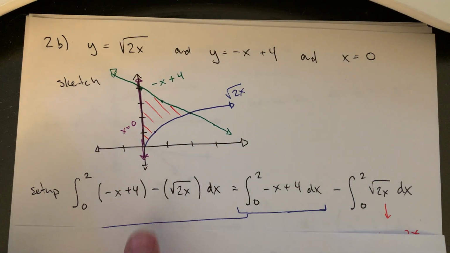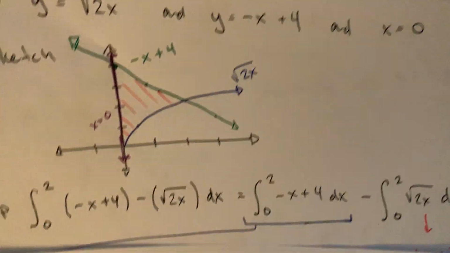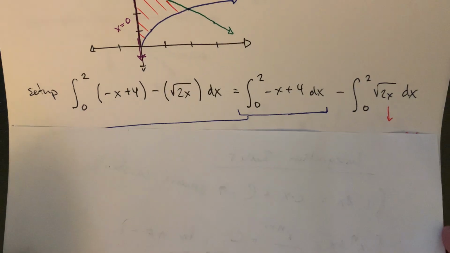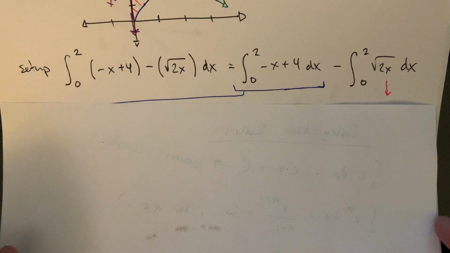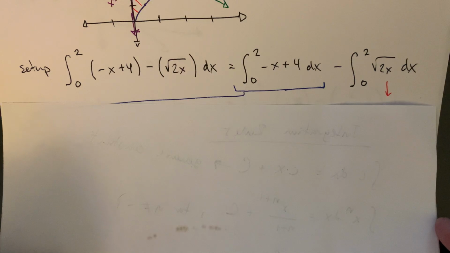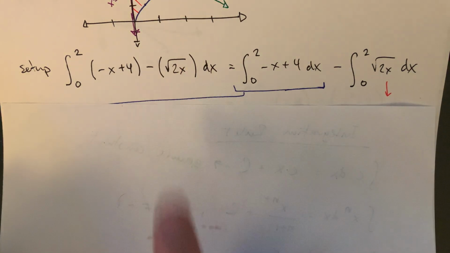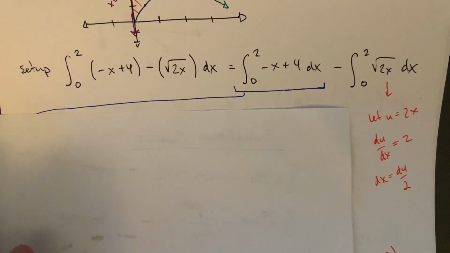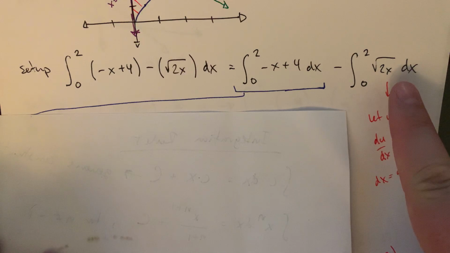So from 0 to 2, we've got the quantity negative x plus 4 minus root of 2x. The other thing here that's a little bit different, there's all sorts of tiny details in this one that make it tricky, is that half of this needs a u substitution and the other half doesn't. It's root of not just x, but root of 2x. So what happens there is you need to do a u sub, but only for that last bit.